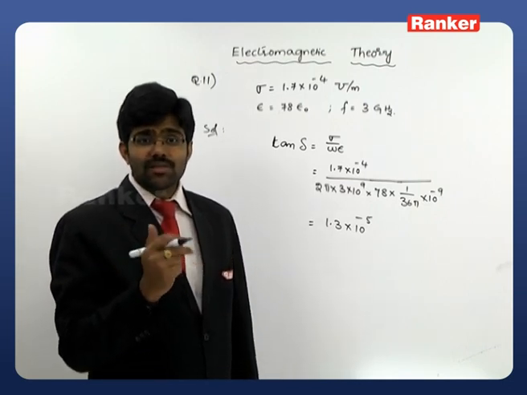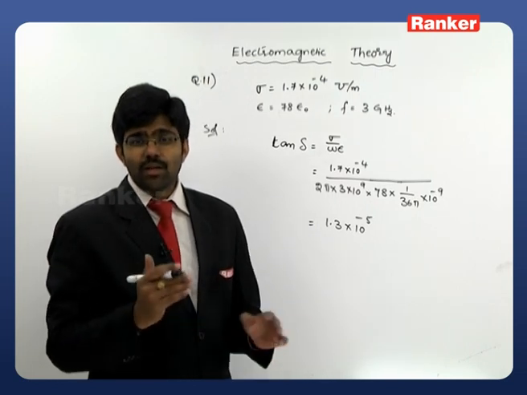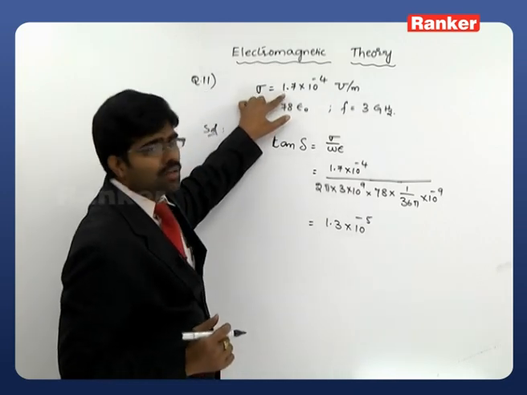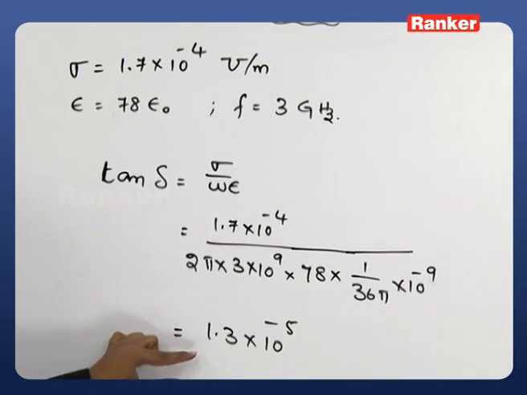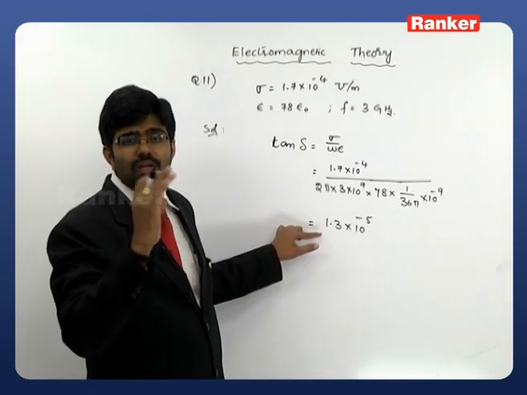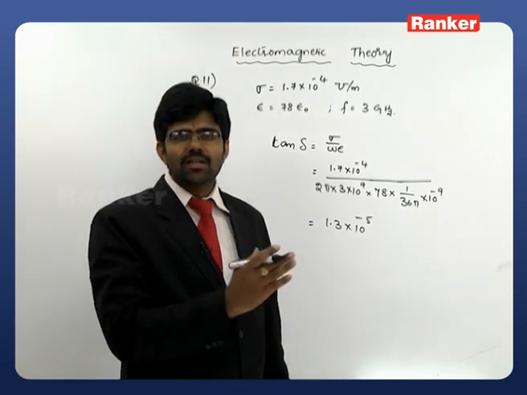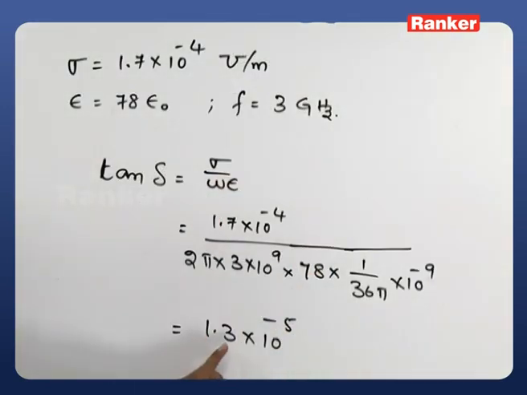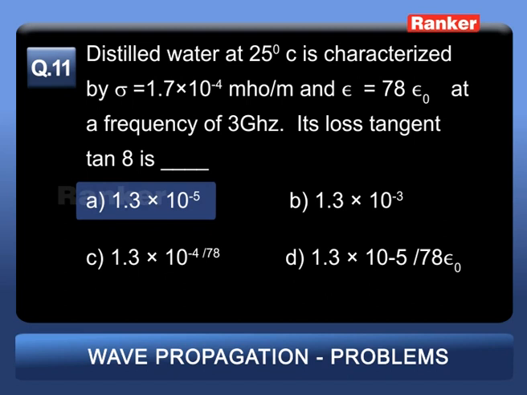You can observe the same thing with the help of sigma also. So don't go for any calculation blindly. We can say with the help of sigma like this: whenever sigma is very small, the loss tangent will be very small. The conductivity is less, which corresponds to less loss. Less loss corresponds to more depth of penetration, so a wave can travel a very long distance. So the option is 1.3 into 10 power minus 5, that is option A, which is right for this problem.